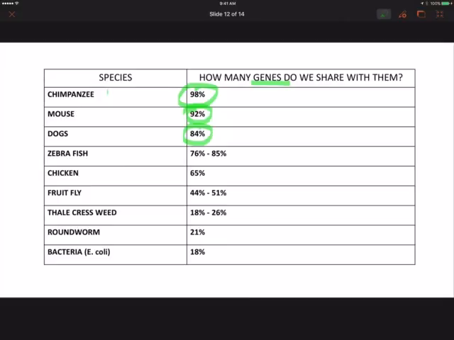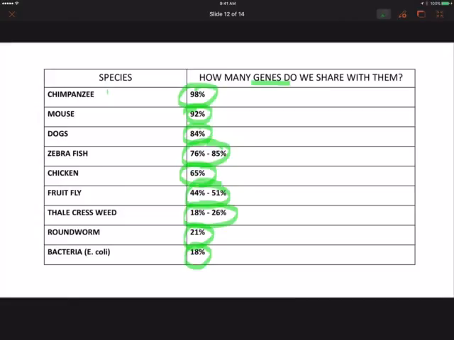84% of our genes are the same as a dog. About 80% of our genes are the same as a type of fish. 65% of our genes are the same as that chicken you'll probably eat for lunch. Half of our genes are the same as a fruit fly. About 20% of our genes are the same as a common weed that you can find in the garden. About 20% of our genes are the same as a type of worm. And between 10 and 18% of our genes are identical to genes found in bacteria.